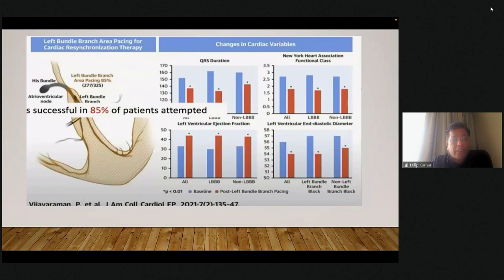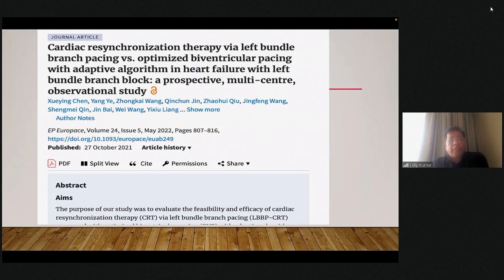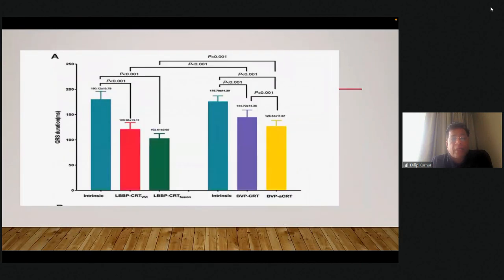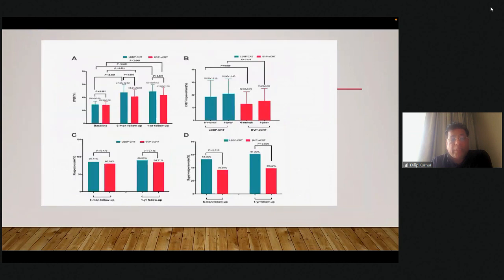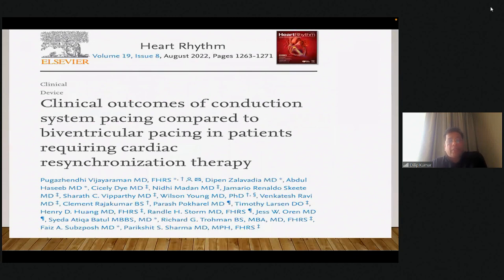So this was the initial study from Dr. Vijayaraman showing 85% success rate in attempted cases, and it was feasible, reducing the QRS and giving us good ejection fraction. Again, this is from a Chinese study, a prospective multi-center observational study showing that between BIV and LBB CRT, the LBB CRT gave us more narrowing of QRS, especially when they were using optimized CRT. So this was ejection fraction baseline, and after 6 months we can appreciate better fusion with LOT CRT and better results than normal BIV.